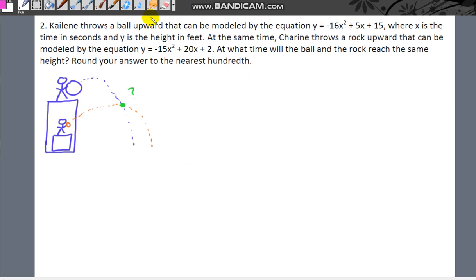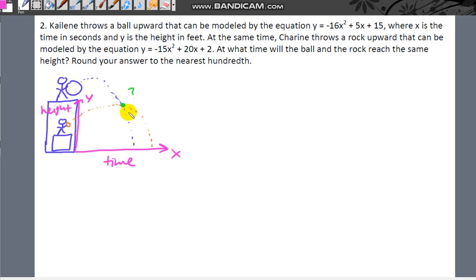Second problem. Okay. So let's say Kylene throws a ball. So this is Kylene. She's throwing a ball upward. That can be modeled by this equation. So y equals negative 16x squared plus 5x plus 15, where x is the time in seconds and y is the height in feet. So x is going to be time in seconds, and y is going to be the height in feet.